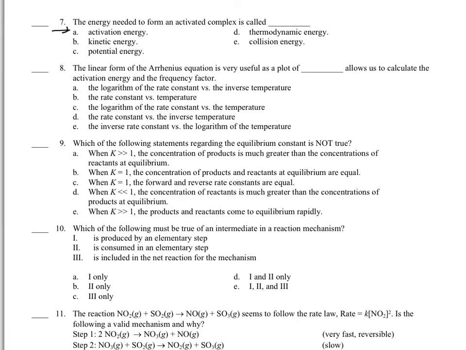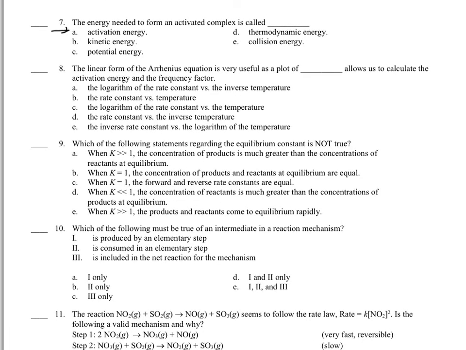Number 8, the linear form of the Arrhenius equation is very useful as a plot of blank allows us to calculate the activation energy and the frequency factor. This equation was right on the sheet, and it's the log of the rate constant versus the inverse of the temperature, because that gives us the line y equals mx plus b. And that linear form is ln of k is equal to the negative Ea over R times 1 over T plus the ln of A. And that's right from the sheet, and you can find that in the book as well.